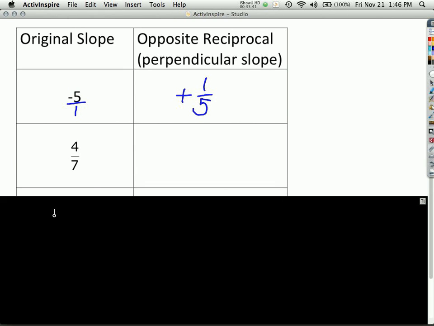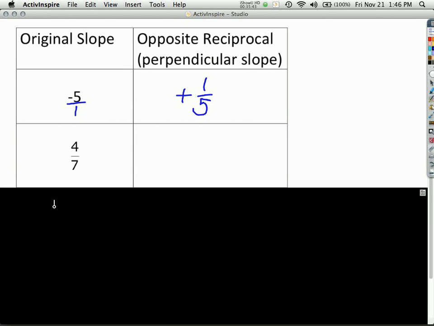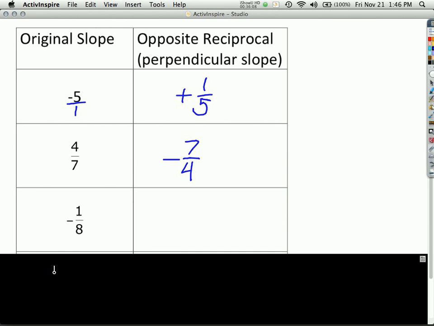So let's continue and check out what happens if I have 4/7. Flip the sign, flip the number. What's the sign going to be of my perpendicular slope? Yudesh? It's going to be negative. What is the number going to be for my perpendicular slope? Alex? 7/4, so we get -7/4. Good. Now, you do that one.